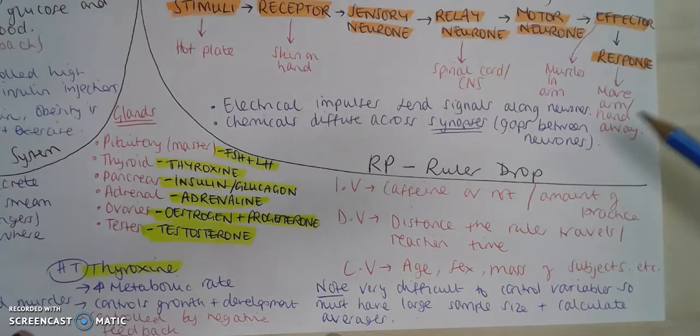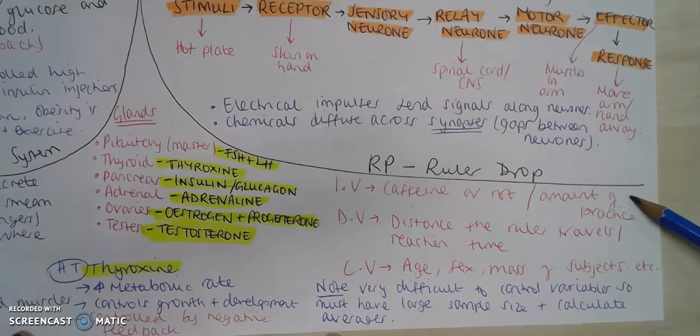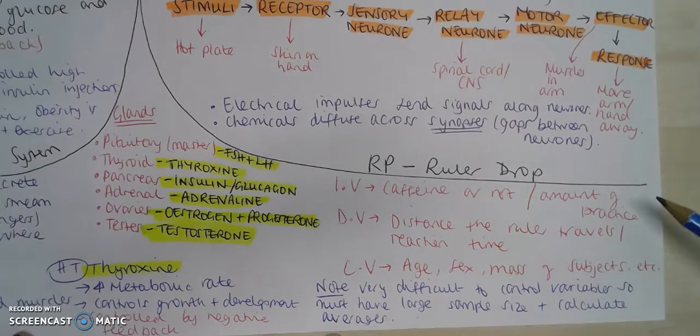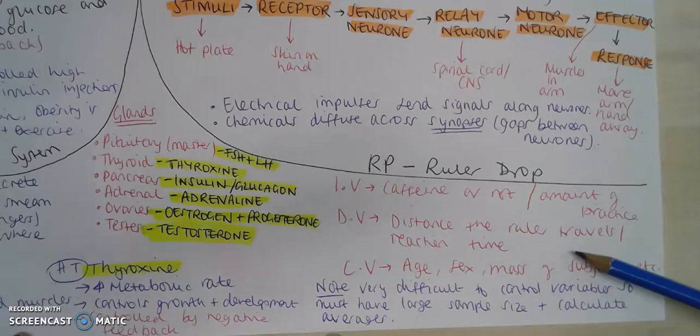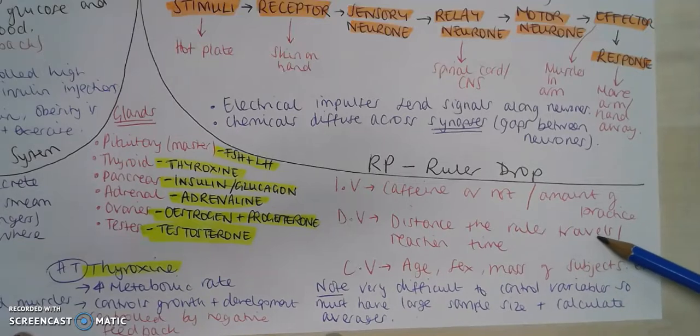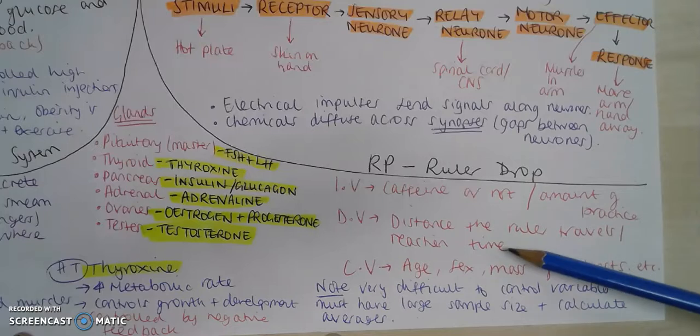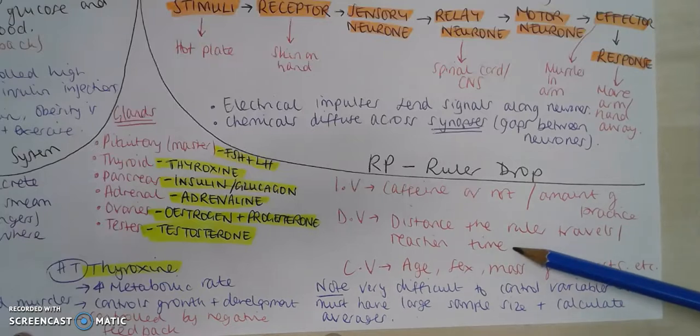Or we could do it kind of like we did in class, where we did it based on the amount of practice. So how many goes have you had at trying to catch the ruler? Did you improve? Dependent variable wise, typically what we're actually measuring is the distance the ruler drops or travels, and then we can convert that into a reaction time to see how quickly the ruler was caught.